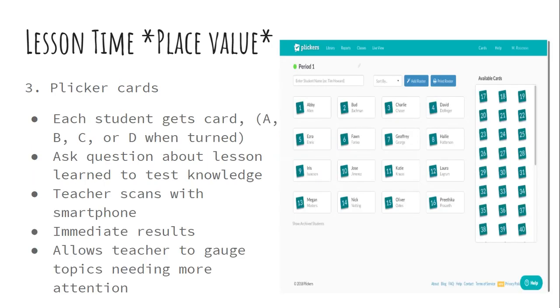And then the last technology that will be incorporated in this is the Plickers cards, and that's towards the end of the lesson. Each student gets a card, and each card has A, B, C, or D, depending on which way they turn the card. The teacher will ask questions about the lesson learned to test the knowledge and see if the students have learned anything throughout the lesson. The students will hold up whatever answer they think it is to the question, and the teacher can scan it with the smartphone, and then she will get immediate results, and it will also tell who answered.